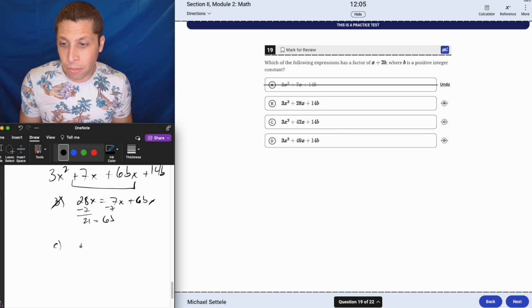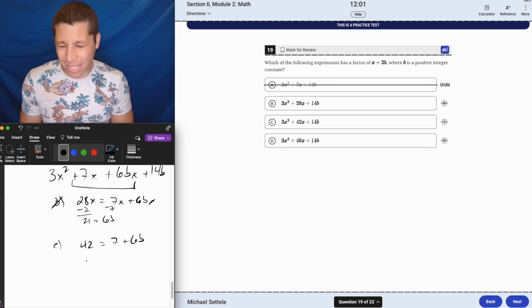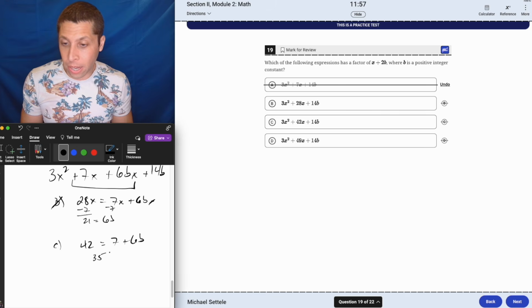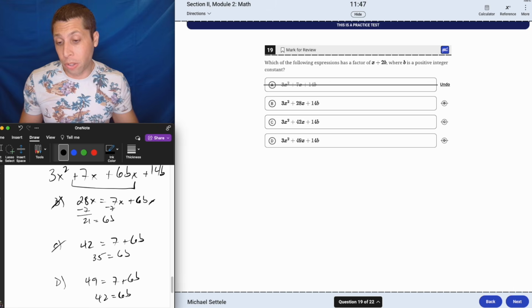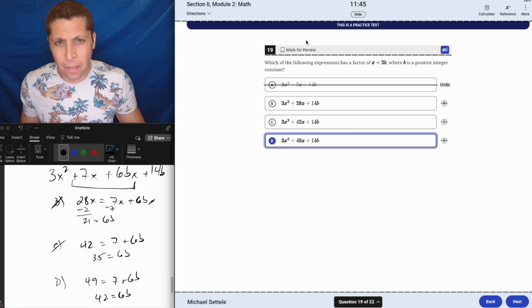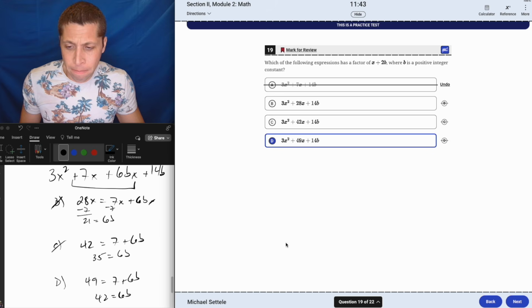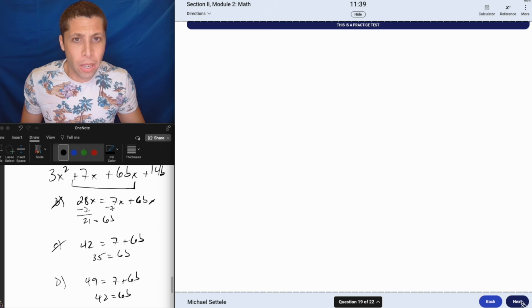So C would be 42 is equal to 7 plus 6b. 42 minus 7 is 35. 35 not divisible by 6, so no. D, 49 equals 7 plus 6b. 42 is equal to 6b. 42 is divisible by 6. That's a tricky one. Yeah, you could probably do some Desmos things there, but I don't know.